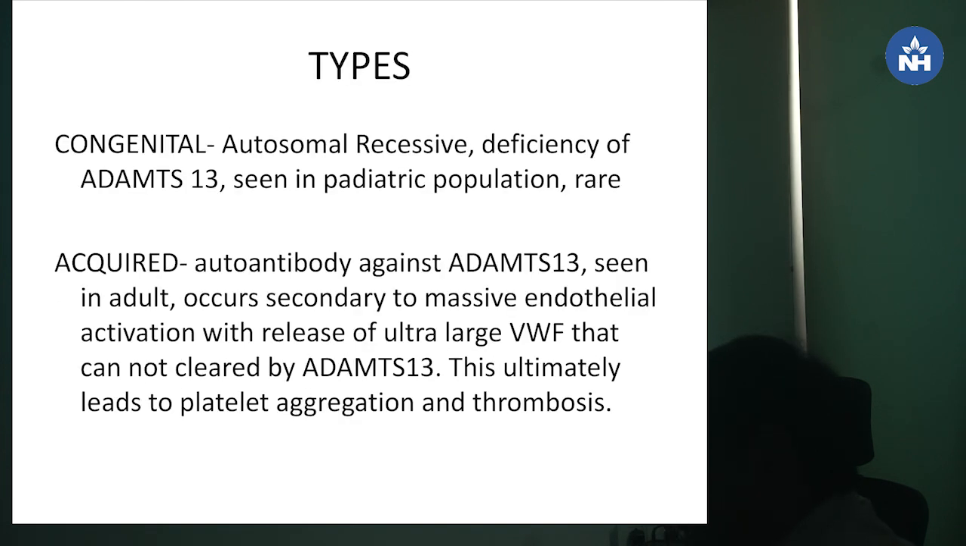It has two types, congenital and acquired. Congenital is mainly autosomal recessive, deficiency of ADAMTS13 seen in the pediatric population, but congenital causes are rare. Acquired is more common. Here autoantibody against ADAMTS13 is seen, affecting adults, and occurs secondary to massive endothelial activation with release of ultra large von Willebrand factor that cannot be cleared by ADAMTS13. This ultimately leads to platelet aggregation and thrombosis.